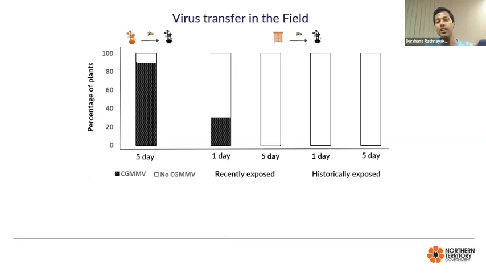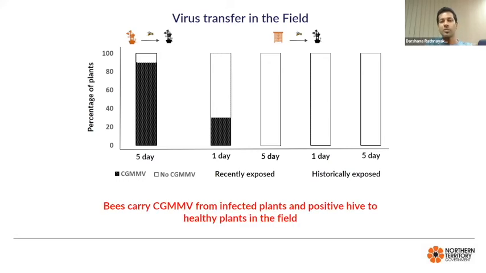From the second field trial, we detected CGMMV positive plants only from our first treatment. We didn't detect any CGMMV positive plants from our other 3 treatments in the second field trial. So from these 2 field trials, what we can confirm is that yes, bees can be a vector and transmit the virus in the field, and that viral transmission can lead to a new infection. However, again, the CGMMV transmission is really low from positive beehives compared to the CGMMV transmission from infected plants.